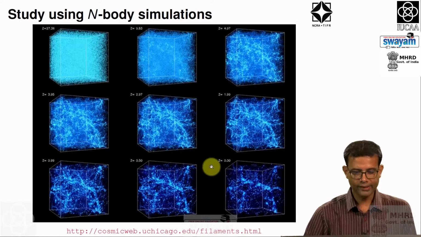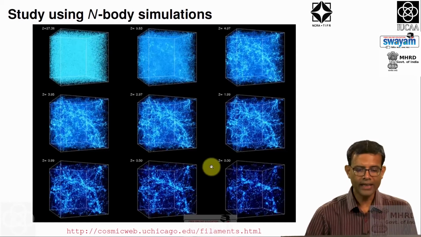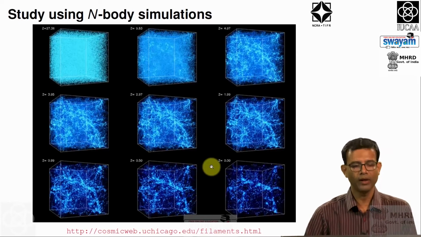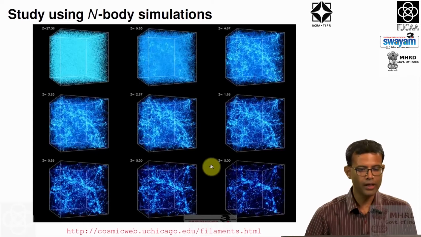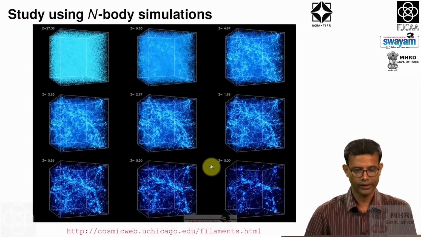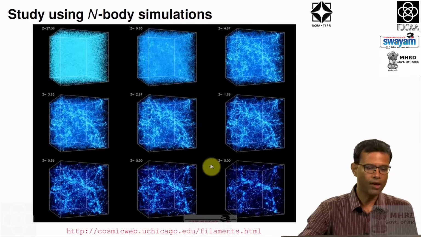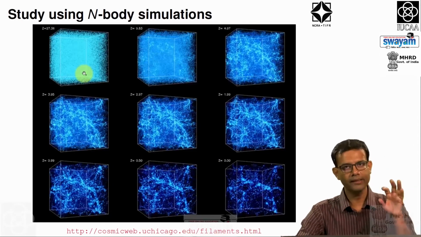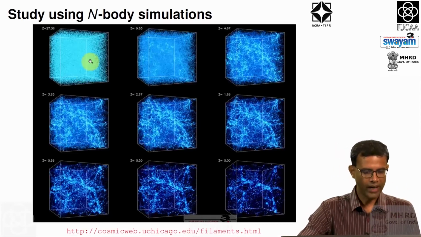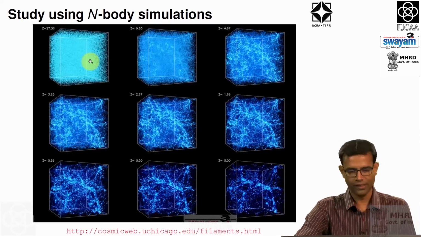Of course, this is all you can do using analytical methods. If you want to go beyond that, you have to actually use numerical methods. For example, you have to study using what we call N-body simulations. In N-body simulations, what you do is you take a box, you put in some particles and you assume that they are interacting via gravitational force, Newtonian is sufficient.